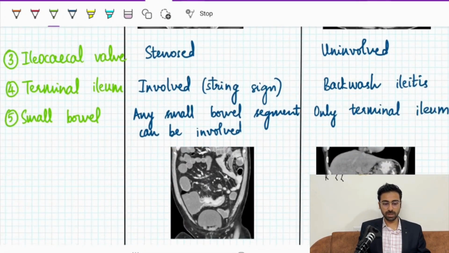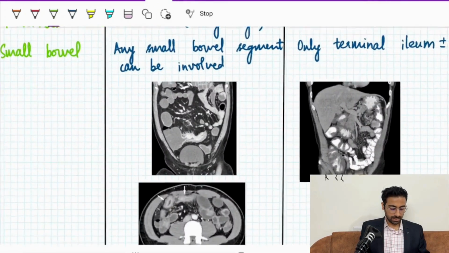Then small bowel. Any segment of bowel can be involved in Crohn's disease. It is classically described as Crohn's disease affecting any part of the bowel starting from the mouth to the anal canal. Whereas in ulcerative colitis, only the terminal ileum of the small bowel is involved, that is as backwash ileitis. Let us see some examples.